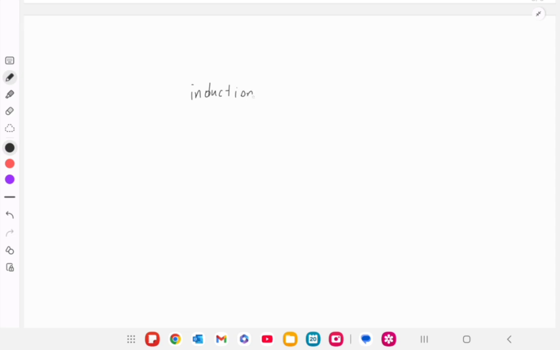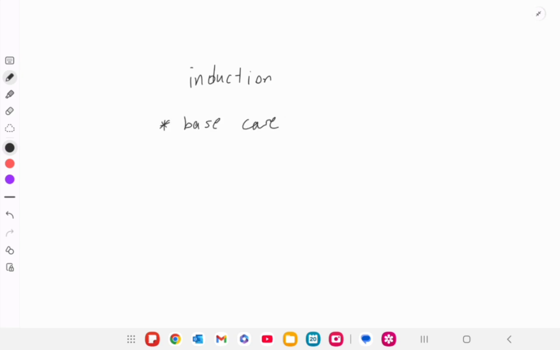And for those of you who are taking CMPS 211, when you want to do a proof by induction, you first prove the base case, then you assume P of k, and you prove P of k plus 1, right? These are the 3 steps in induction.